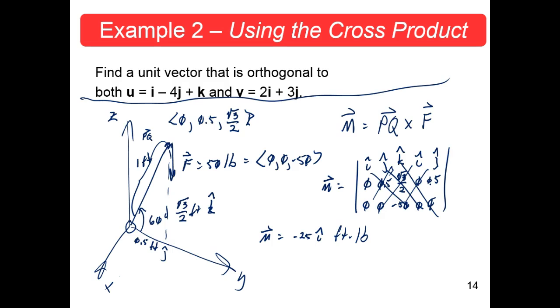They said foot-pounds. So that's going to be in the minus I direction. That's which way you're torquing this thing. By doing this, the torque is in the minus I direction.